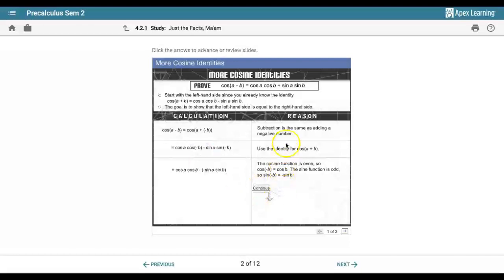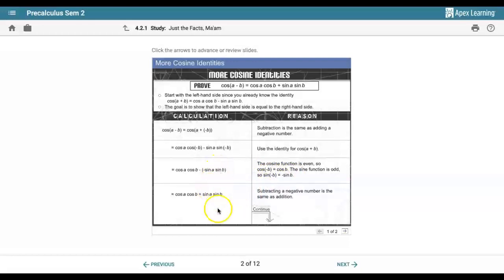Since cosine is even, remember back to those definitions of even versus odd. Since it is even, it's the same on both sides of our y-axis. Therefore, negative B is going to be the same value as positive B. That's the beauty of symmetry. But sine was odd, so this negative sign is going to affect the sign overall. So negative B becomes negative sine of B.